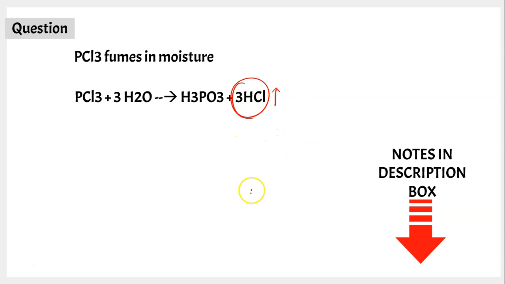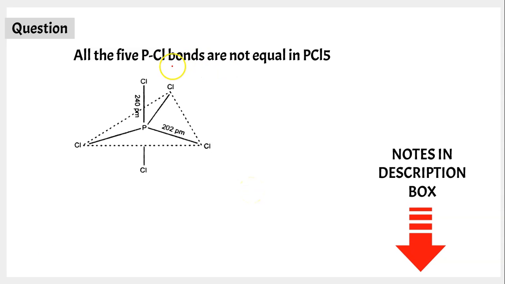So the reason behind PCl3 fuming out in moisture is production of HCl, that too 3 moles of HCl molecules. And moving on to next question guys, why are all the 5 PCl bonds not equal in PCl5? In this question they are talking about PCl5, phosphorus pentachloride, and they are stating that the 5 PCl bonds that we get to see in this molecule are not equal and we are supposed to state the reason now.